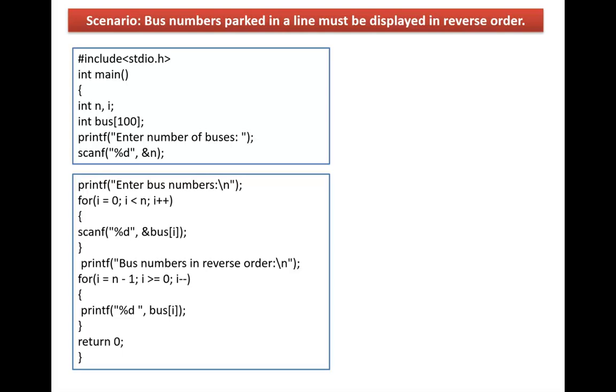Now, this is the important part. How should I print the numbers inside bus of i in reverse order? Look at the for loop. I use a for loop and a printf to print this.